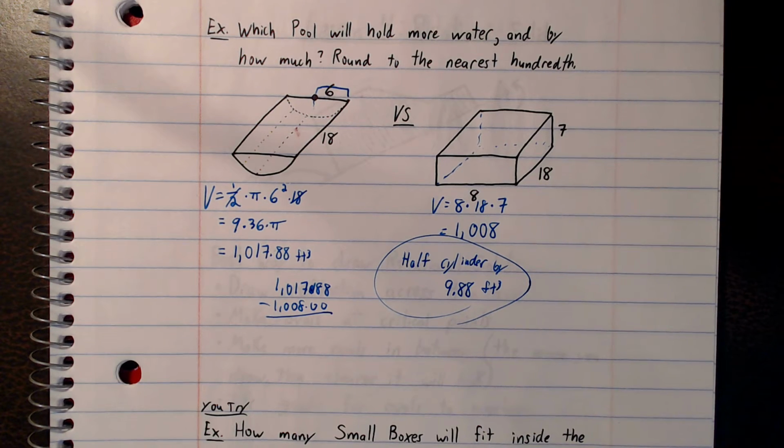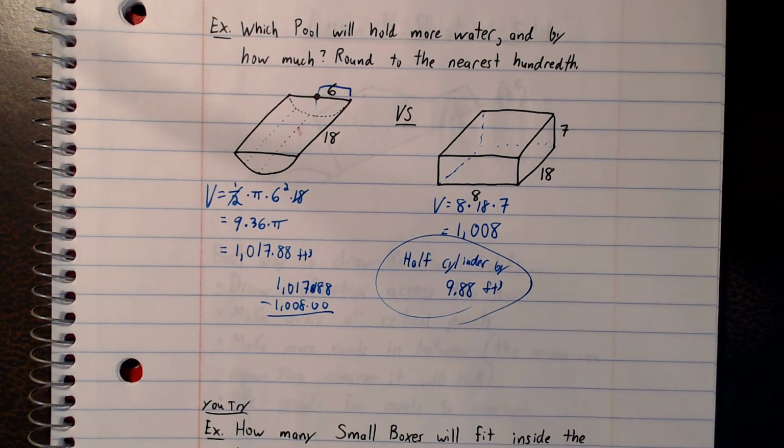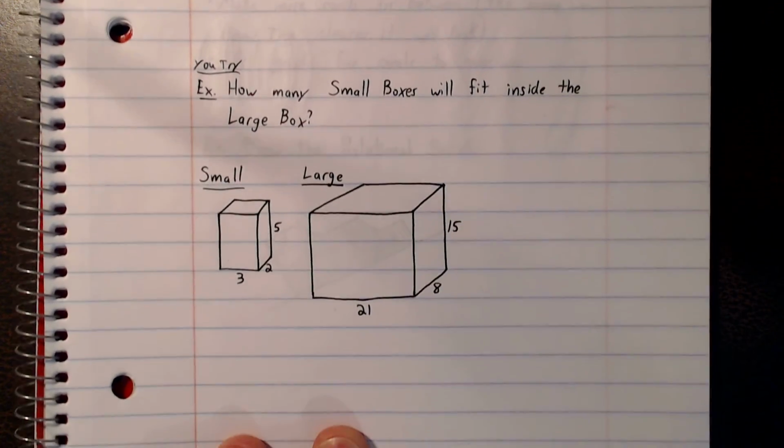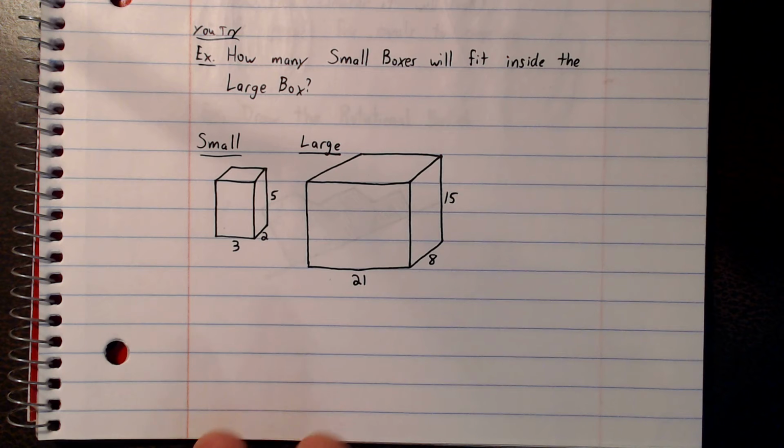Okay. Again, nothing crazy going on. We figured out the two areas or volumes and we compared which one's bigger. And then they said by how much? Well, if we get rid of the same amount from both, what are we left over with? Okay, that's just a quick subtraction. Not doing anything groundbreaking.